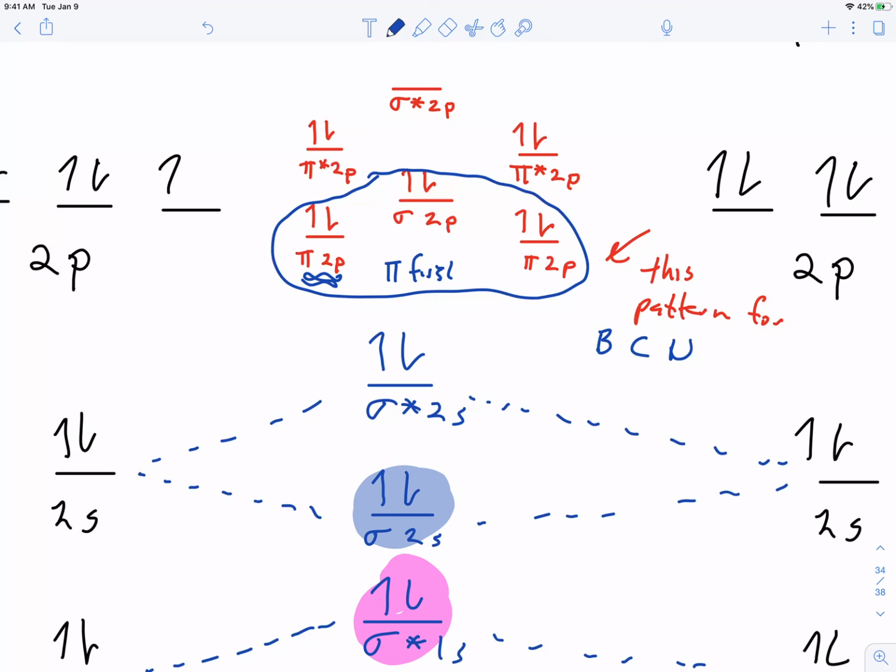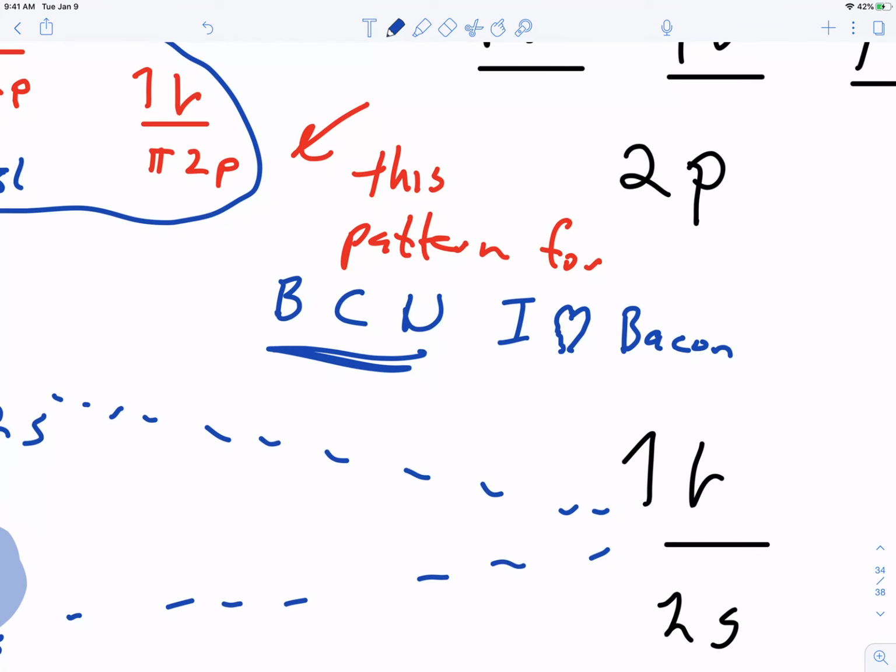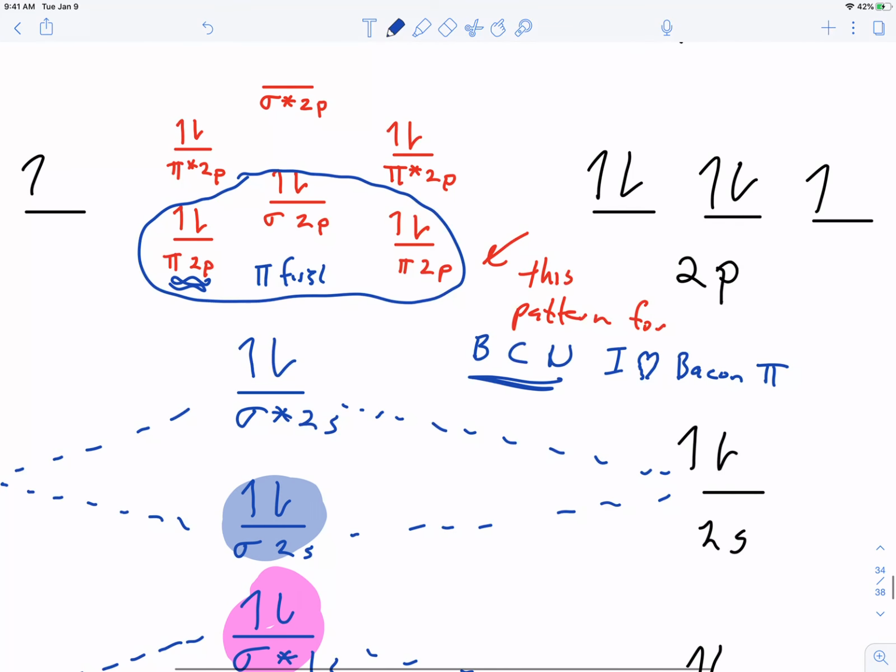Now here's how I remember that. I love bacon. And you know what? I love bacon so much. I would love a bacon pie. So that's how I remember it. Kind of silly, but for bacon, pi comes first. Just remember bacon pie.